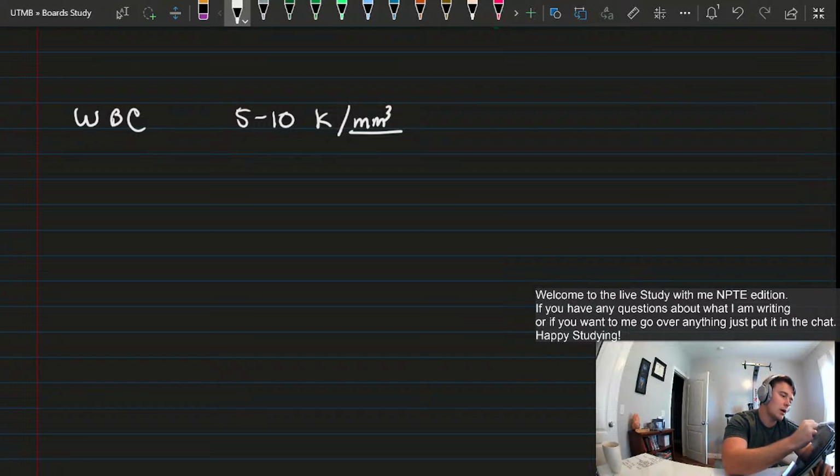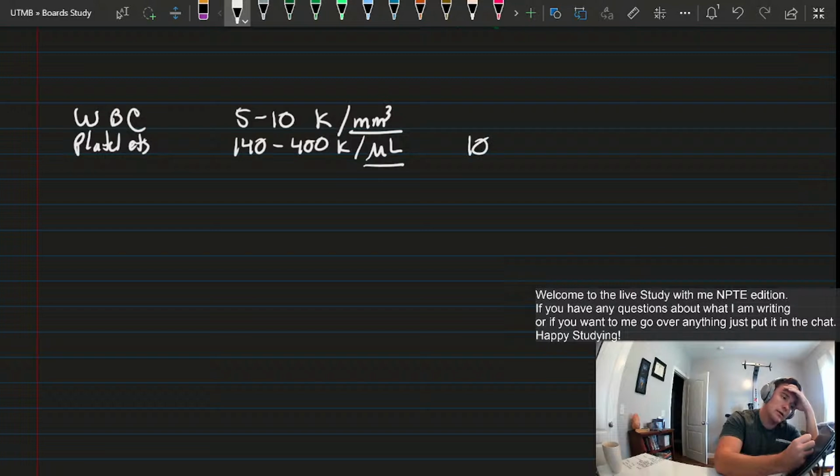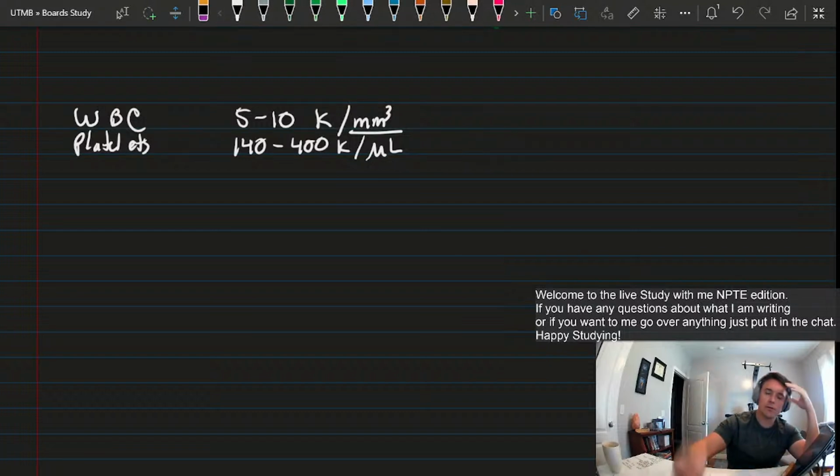So then you got platelets, which is 140 to 400. Micro is 10 to the negative 9. I surely hope they don't give you some weird number like that, but just remember, if they do give you that, and if you've got an extra 45 minutes on your test, you could run that calculation.